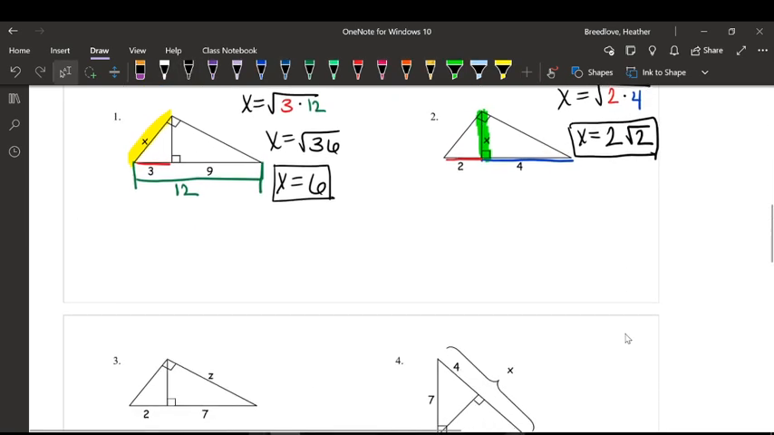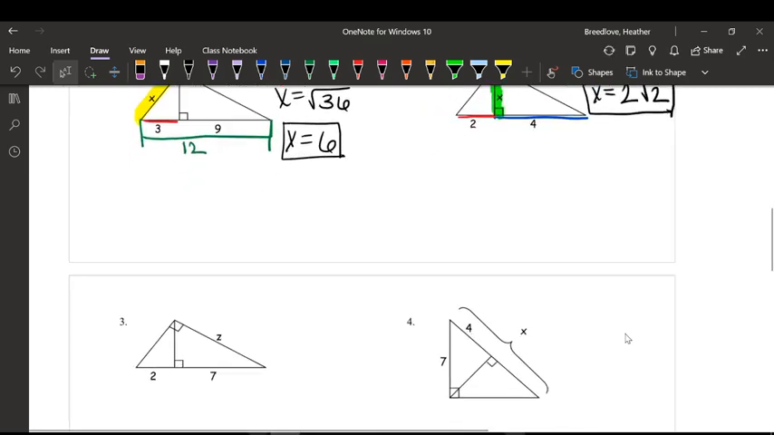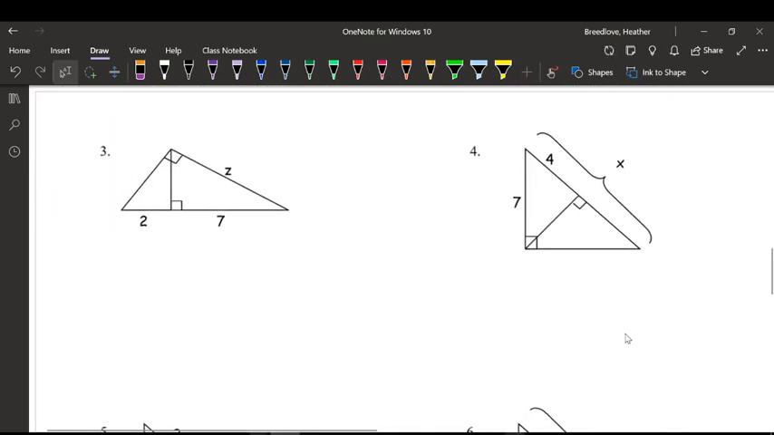Okay, so then on the back I have some more. Alright, so Z, leg of the medium triangle. And that one becomes blue. But when I have an outside piece, an outside leg of the large triangle, then I need the total length of the hypotenuse also. So I have the two pieces. If I add them together, 7 plus 2 is 9. So that total length is 9.